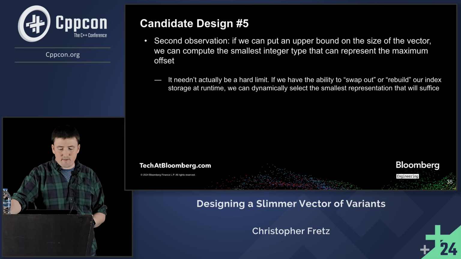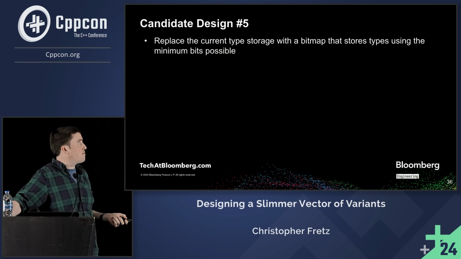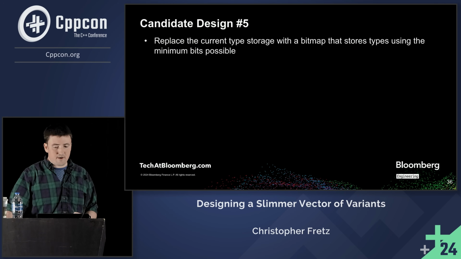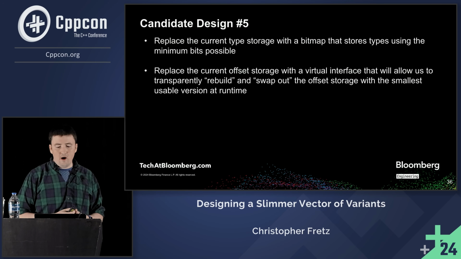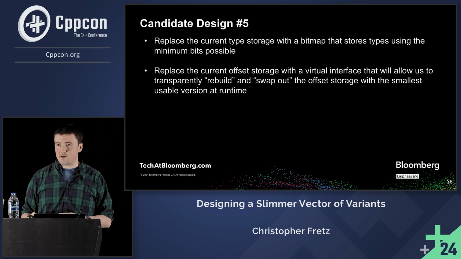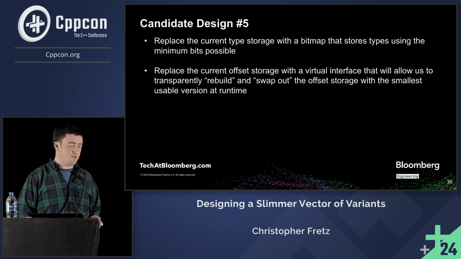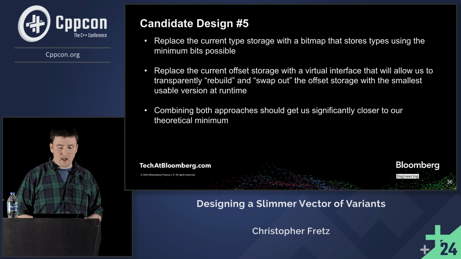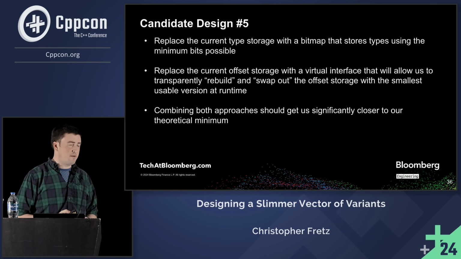Yeah, we'll get into the implementation of this, but this does actually end up working fairly well. And so candidate design number 5 here. We're going to replace the current type storage with a bitmap. We're going to have the bitmap store the types using the minimum bits possible. We're going to replace the current offset storage with a virtual interface that will allow us to transparently rebuild and swap out the offset storage with the minimum usable type at runtime. And combining both of these approaches should get us significantly closer to our theoretical minimum.